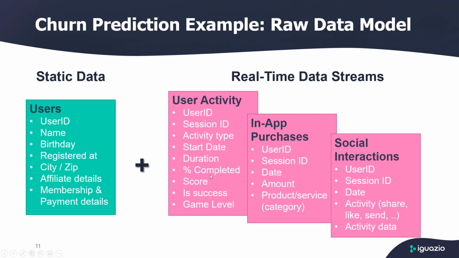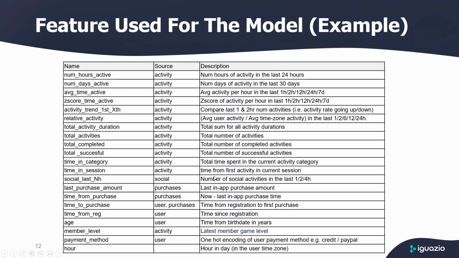So let's assume we have all of that data and we need to build features. This is an example of the features that we want to build in order to train our model. And those features will be things that, for example, aggregate.